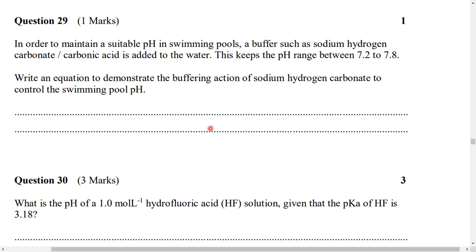It says write an equation. So it talks about the hydrogen carbonate and carbonic acid. Since it's talking about just one equation, you're going to have to involve both of those two. And really, it's the carbonic acid H2CO3 in equilibrium with water. Okay. It will be in equilibrium with a hydrogen carbonate.